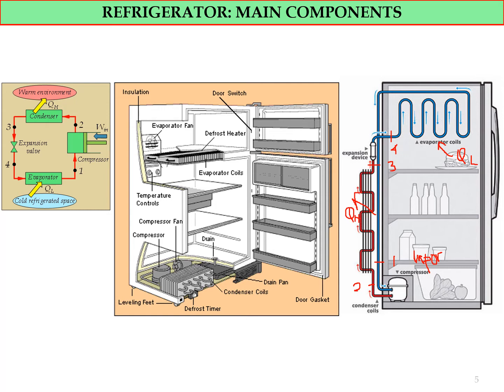So these are the main components of the refrigerator. As you can see here, this is the evaporator coil, expansion valve, condenser here, and this is the compressor. So these are all 4 components of the refrigerator.